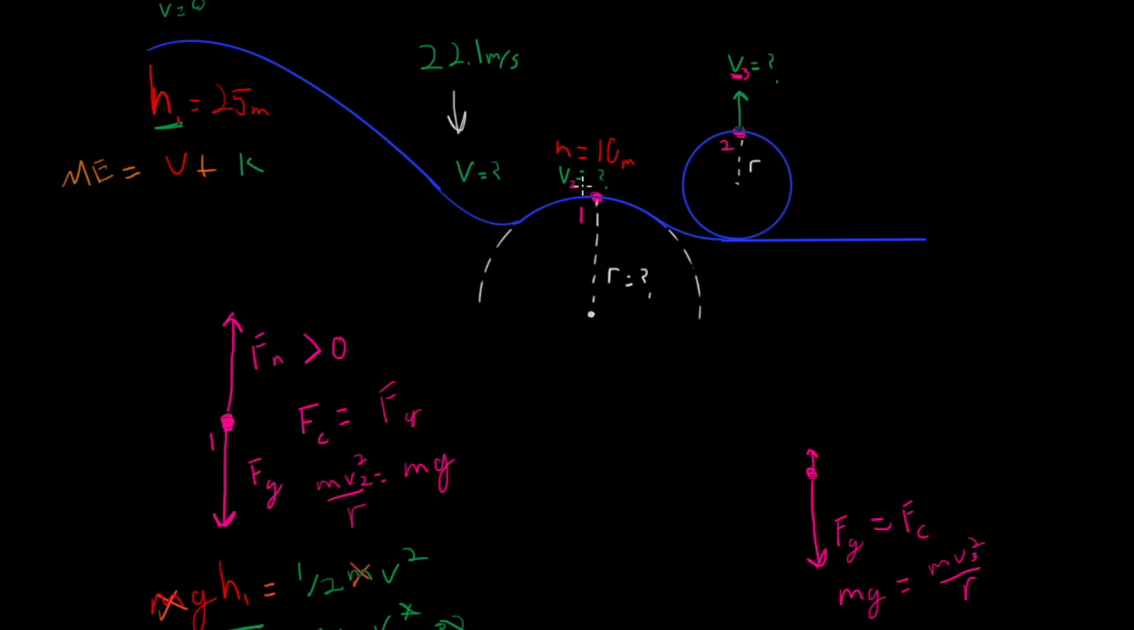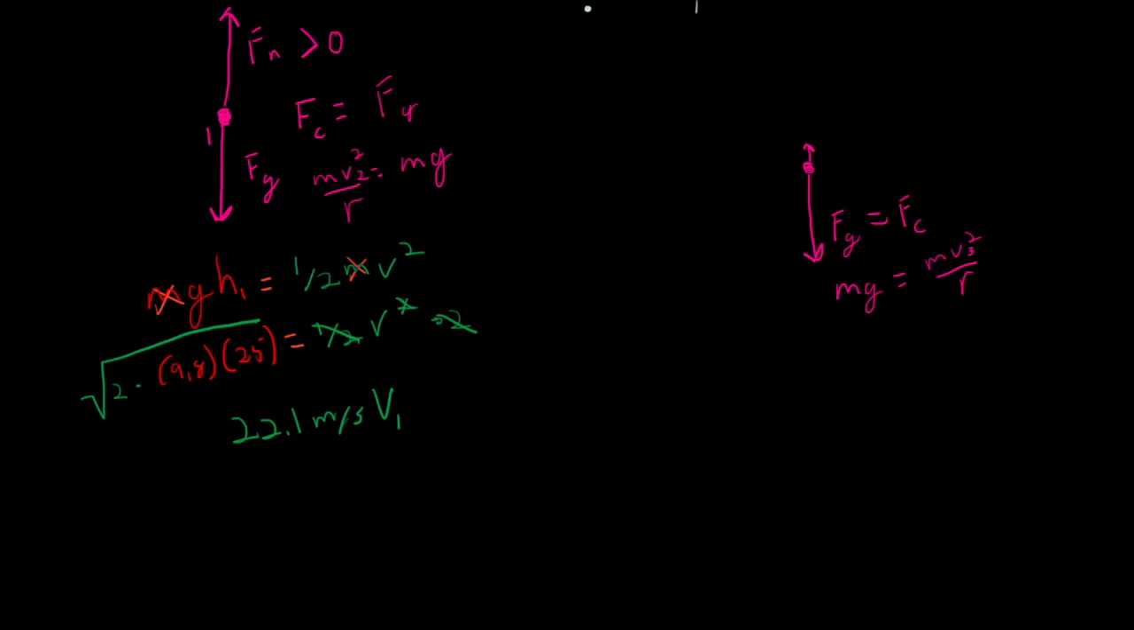22.1 meters per second. But what about this second moment? Well, at this second point, my mechanical energy is going to be split between potential and kinetic. I'm going to have some potential, some kinetic, but it's all going to be equal to that initial energy. So it's going to be mgh1 being equal to the addition between 1/2 m v2 squared plus mgh2.